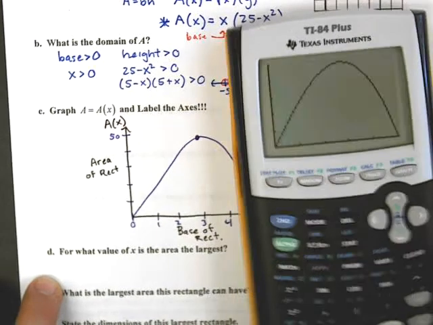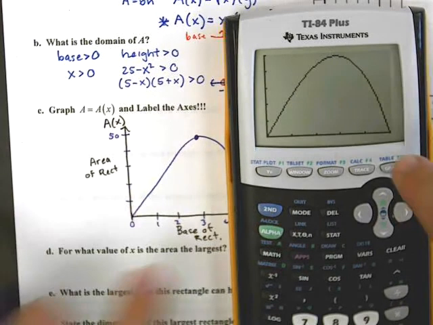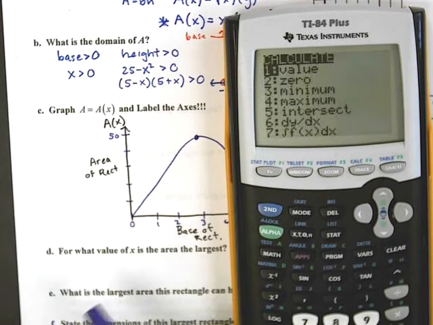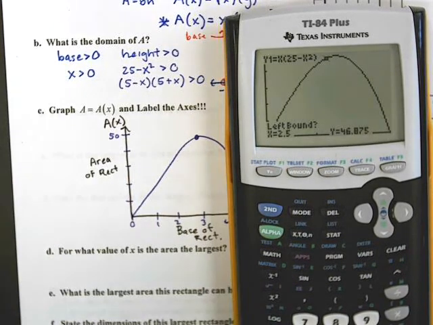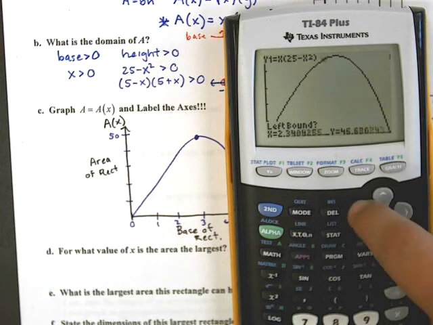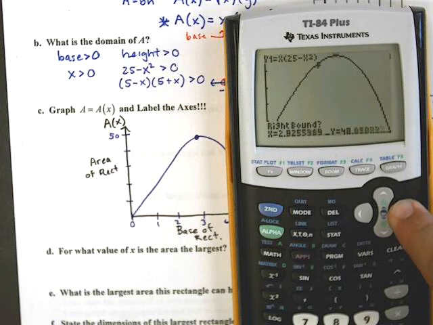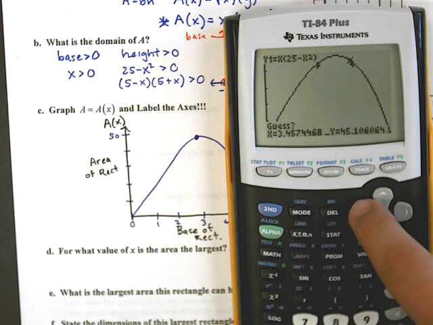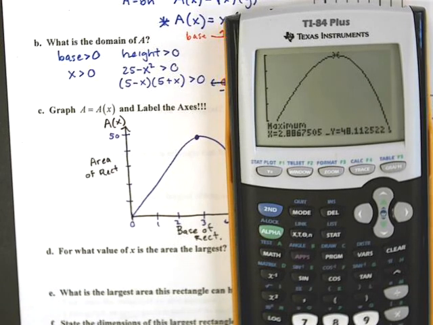How do we get the max of an equation? We second calc, we use the maximum feature. Okay? So now it says left bound, right bound, and then guess. You guys have options here. A lot of the times I'll just click over and make sure I'm to the left of the max, and then to the right of the max, and then I'll try to guess. Okay? So this gets me kind of what I'm looking for.